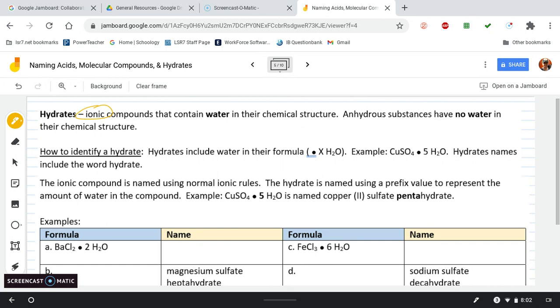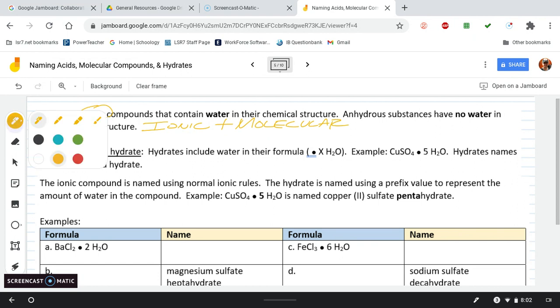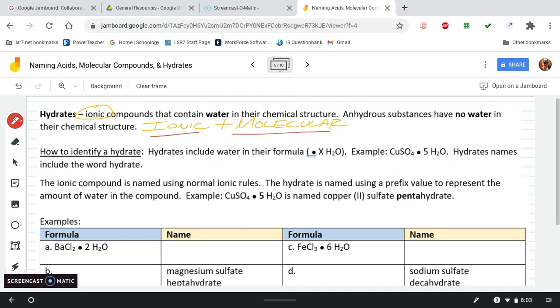So what you want to think of these as is this. A hydrate is kind of like we took the ionic rules and we blended them with the molecular rules. So like half of it is ionic, half of it is molecular, and we have kind of rules from both. So this is sort of like the hybrid. It has a bit of everything, and so that's why the hydrates are kind of weird and wonky. But they're really, really easy to spot. So how do you identify them?